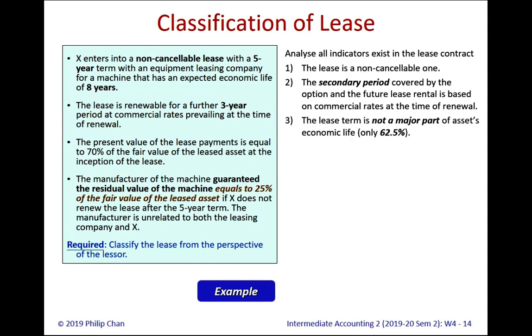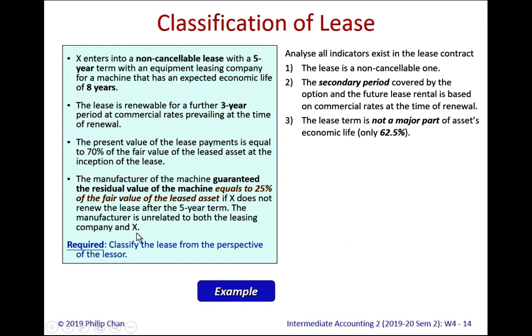Okay, so remember, we are now classifying the lease only from the point of view of the lessor. From the lessee point of view, lessee doesn't have to classify the lease. Okay, lessee just use a single lease model. So now, obviously, bullet point 3 and 4, the focus is on indicator number 8. We compare PVLP with the fair value of the asset. We were told that there is a guarantee by a manufacturer, which is of course a third party because it's unrelated to both the leasing company, the lessor, and the lessee.